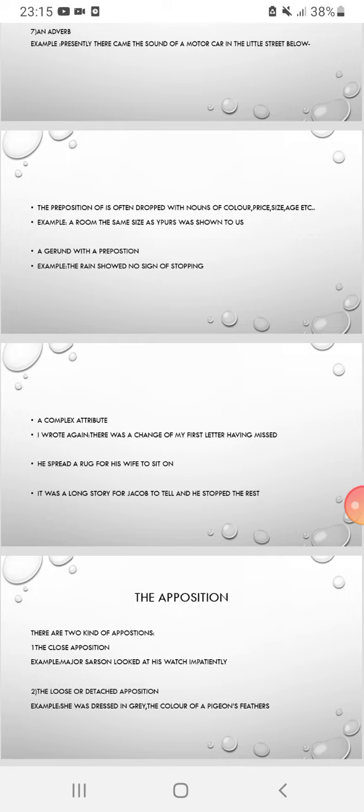Example: Major Sarson looked at his watch impatiently. The loose or detached apposition. The loose apposition is not so closely connected with the noun it refers to. That's the reason why it's always separated by a comma and has a stress of its own. Example: she was dressed in gray, the color of a pigeon's feathers.